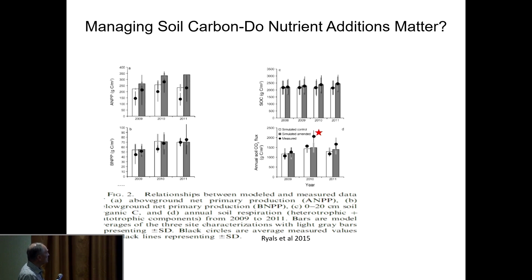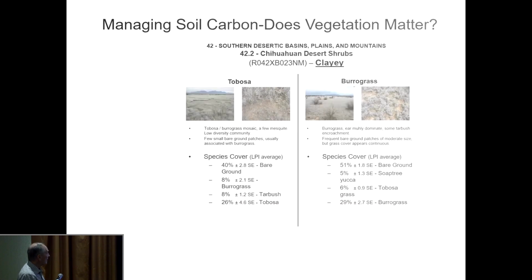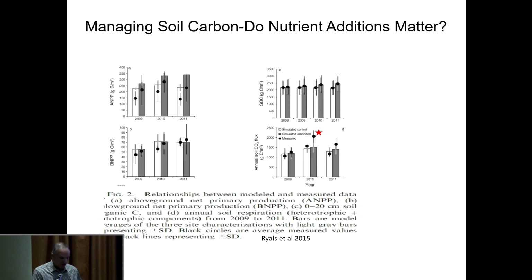And what we saw there is the bars are modeled values. The black dots are measured values, over a 3-year period after they applied the compost. As a rule, they overestimated net primary productivity. There's the below ground biomass. Nutrient addition did not change below ground biomass.